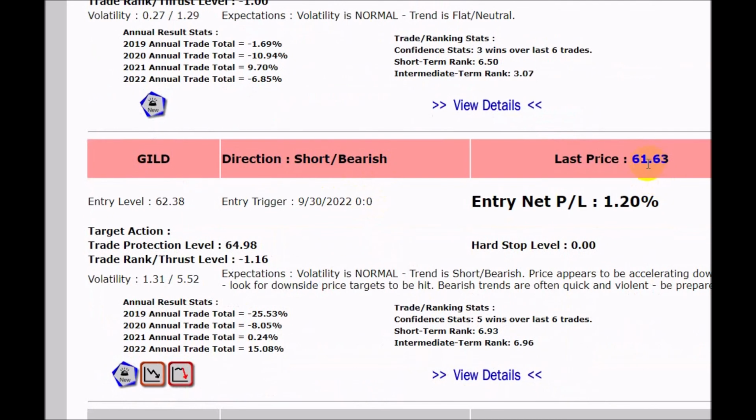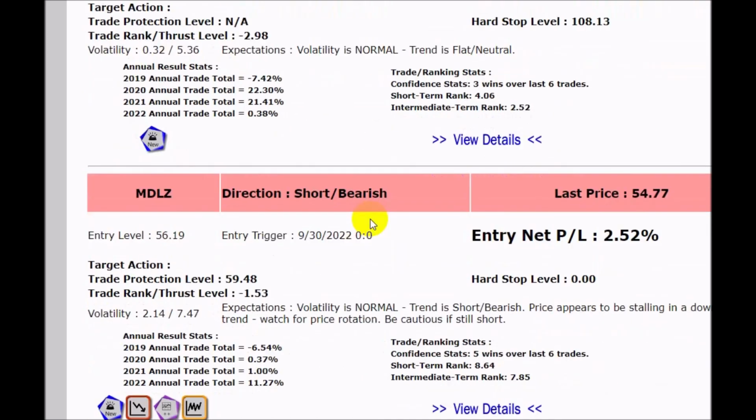GILD is a $61 stock. We've got 5 of the last 6 winners. 6 to 7% volatility ranking. Probably 50 to 60% of my money into this.